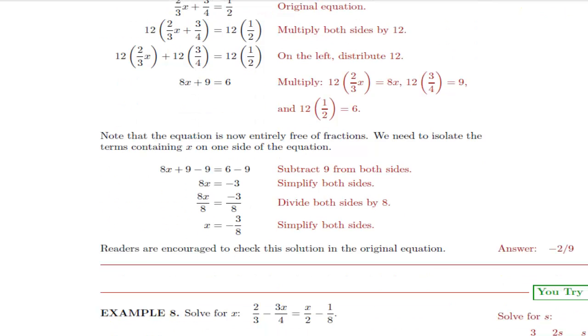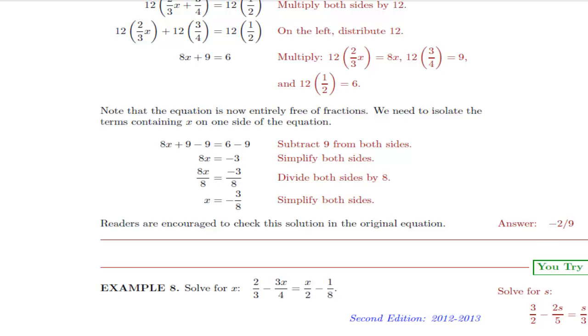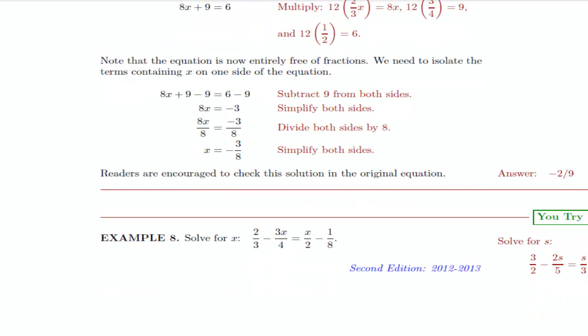We need to isolate the terms containing x on one side of the equation. We'll subtract 9 on both sides to get 8x by itself on the left and negative 3 on the right. And we'll divide by 8 on both sides. On the left, 8x divided by 8 is just x. And on the right, negative 3 divided by 8 is negative 3/8. Readers are encouraged to check the solution of negative 3/8 in the original equation.